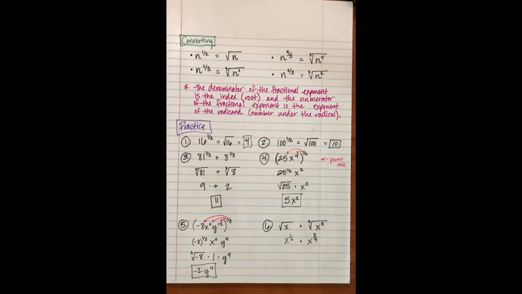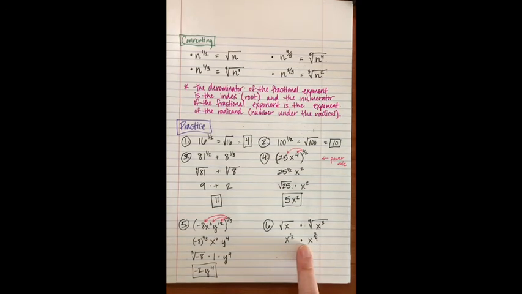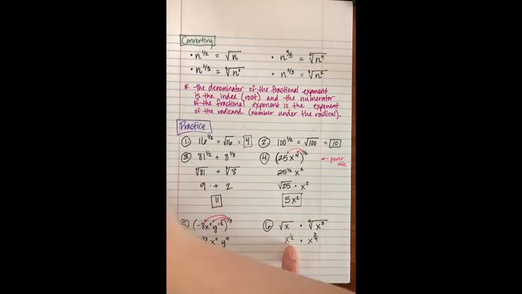Product rule. Remember product rule? Product is when you're multiplying. We could apply product rule as long as we have the correct requirements. Product rule says if bases are the same, then you add the exponents. So are the bases the same? Yeah, they both have a base of x. So I can just add the exponents.